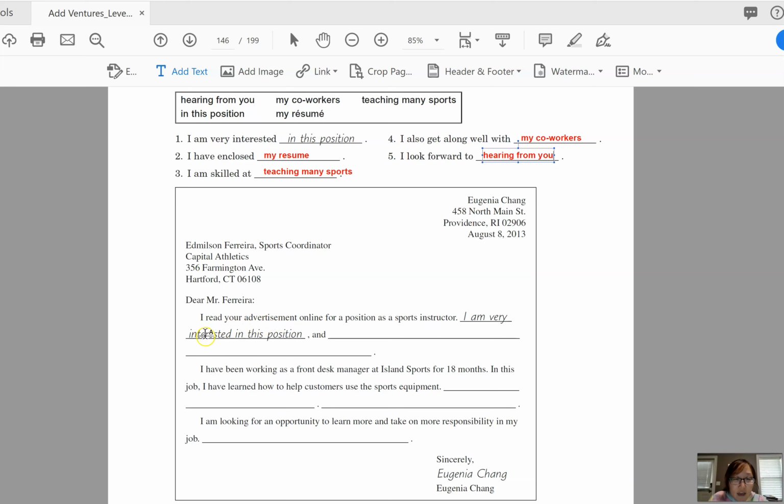Ferreira, I read your advertisement online for a position as a sports instructor. I am very interested in this position, and I have enclosed my resume. I have been working as a front desk manager at Island Sports for 18 months. In this job, I have learned how to help customers use the sports equipment.